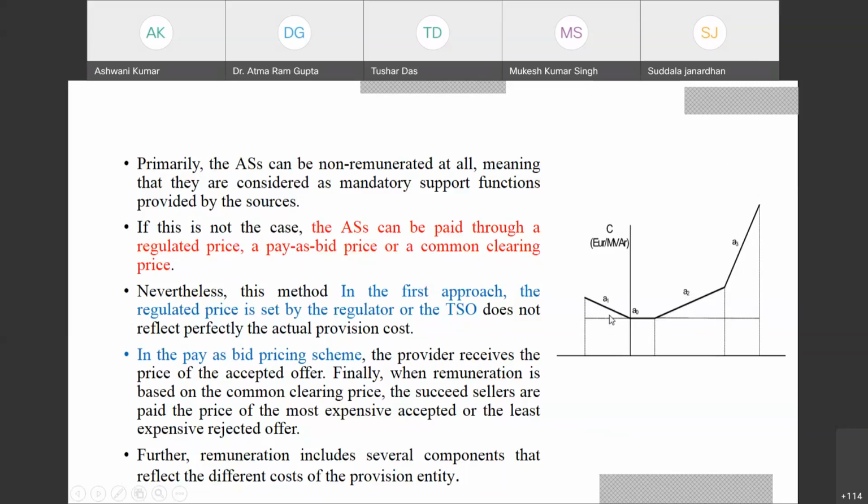This is in the lagging power factor region, and this is in the leading power factor region, where the cost is linearly varying. So we have cost curves, especially with the cost characteristics A0, A1, A2, A3 in a lagging or leading region, developed for the ancillary service providers. And accordingly, based on this cost, the ancillary service providers can be remunerated.